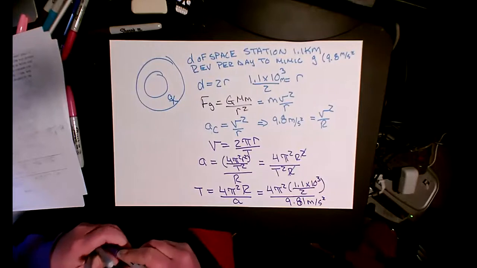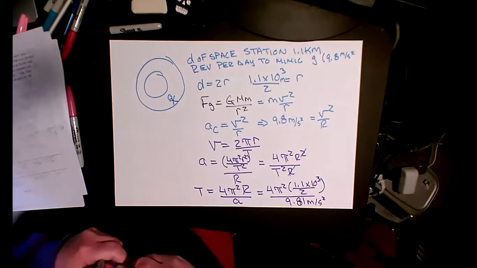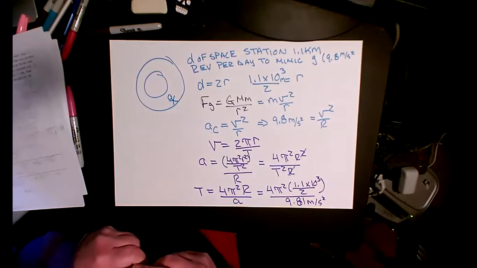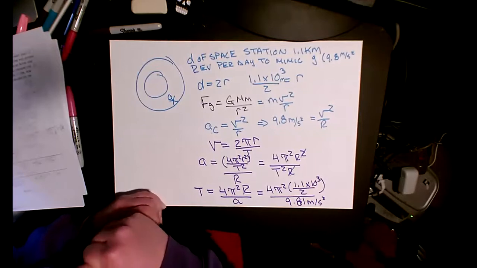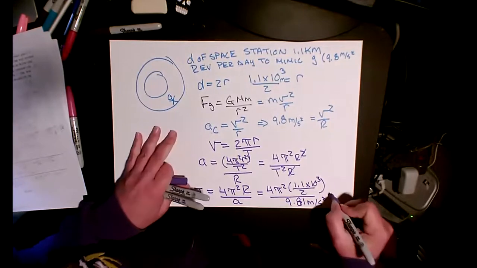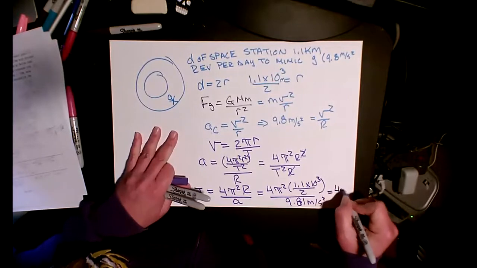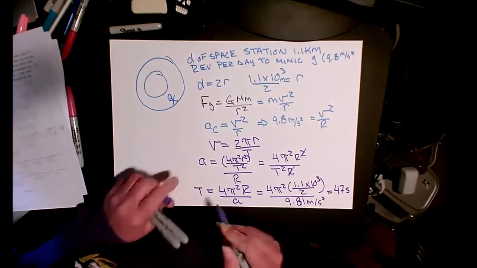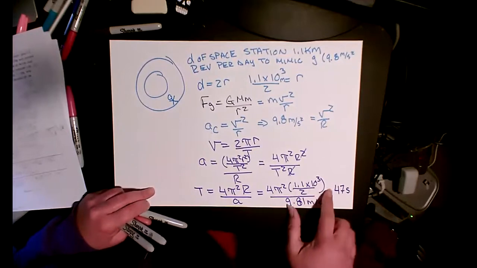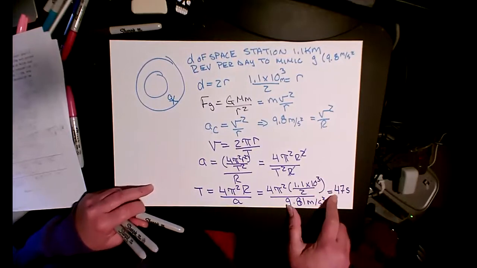So I crunch that out, and what do I get? I get that it takes 47 seconds to rotate. So this one is just slightly more than 1 per minute. So this whole answer, 47 seconds, is the period. This is how much time it takes to complete one rotation. It's taking just slightly less than a minute to complete each rotation.